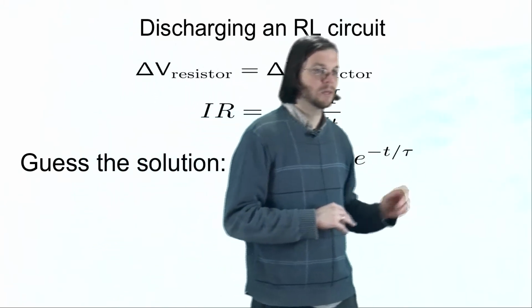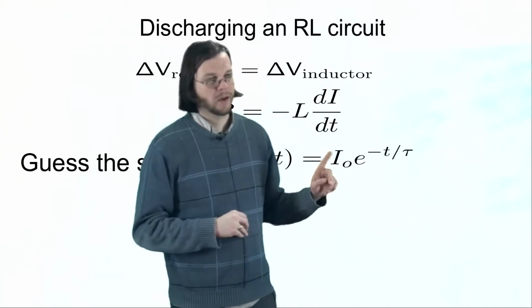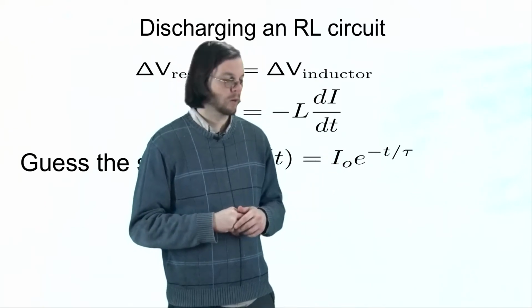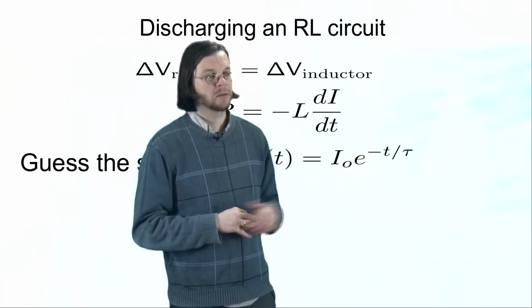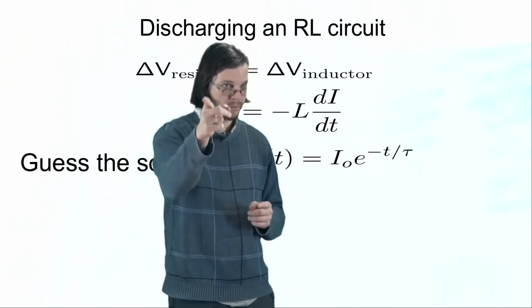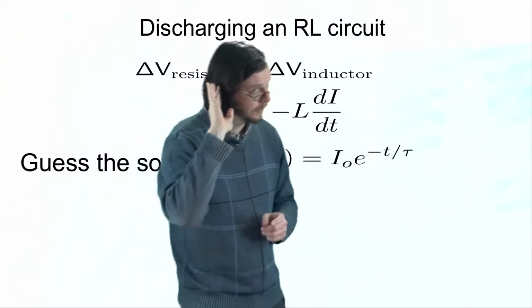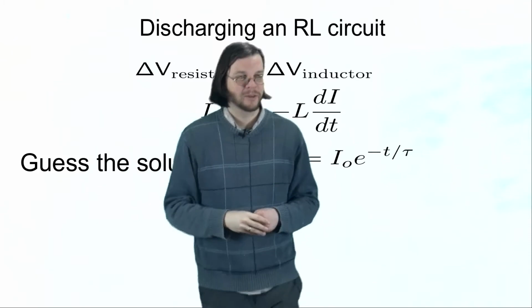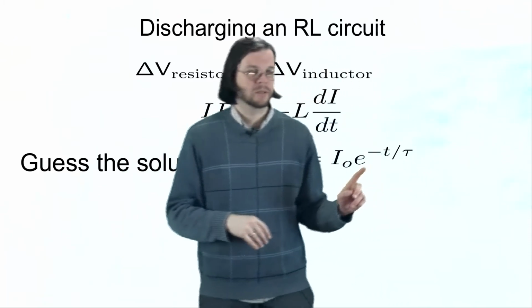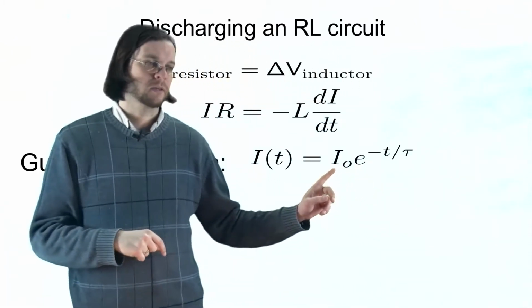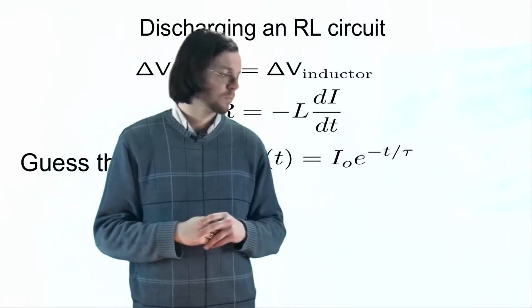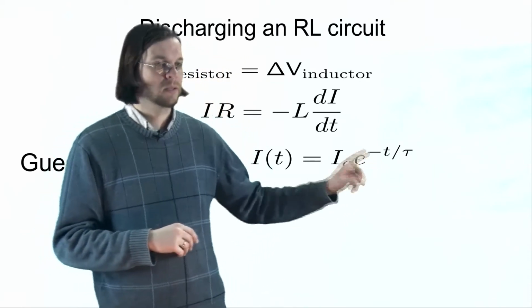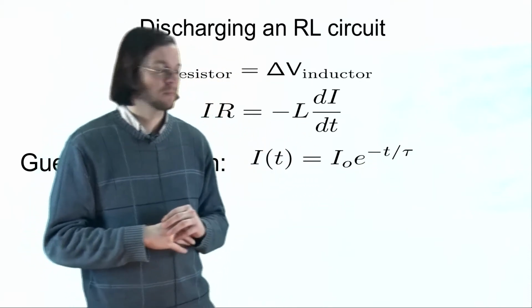This t is going to be the time. And then this I0 is going to be the initial current, right? Because what's e to the 0, folks? 1, that's correct. So e to the 0 is 1, and so the current initially is just I0. So what I'm going to do is stick this into this equation, and we're going to see what we get.